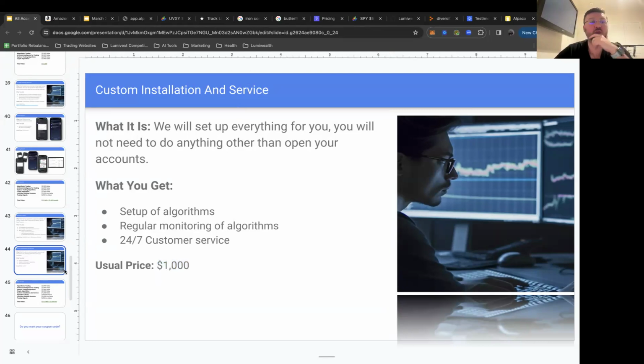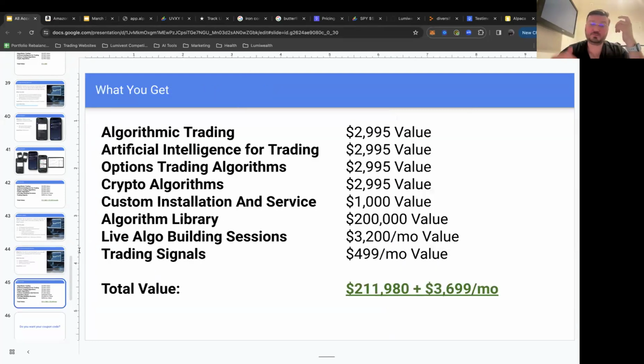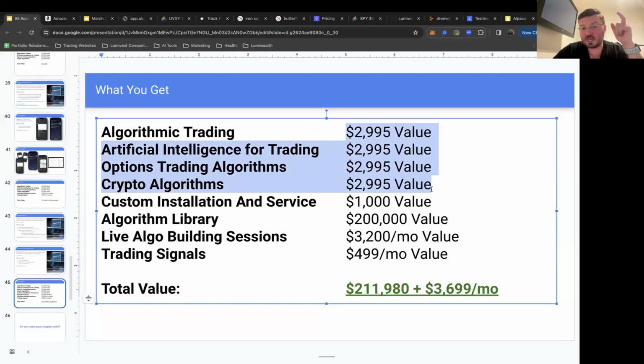So in summary, you're going to get all these different courses, $2,995 each. Those all add up to something like $12,000 for all those different courses. You're going to get the custom installation that's worth about $1,000. You're going to get this algorithm library. This thing is incredible, has really amazing algorithms in there. If you want to build that yourself, it probably costs like $200,000.